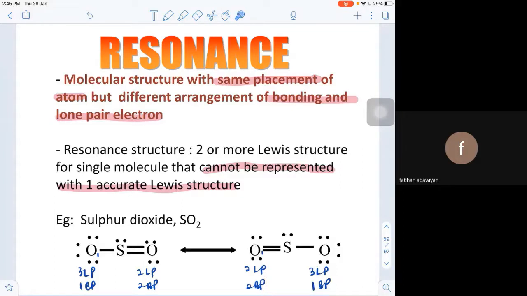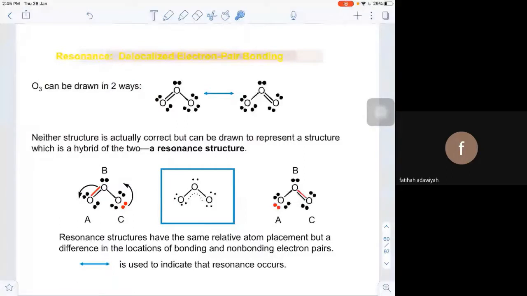Another example of a molecule that has resonance structures is ozone, O3. It can be drawn in two ways. If we number the oxygens 1, 2, and 3, the first possible structure has the double bond between oxygen 1 and the center oxygen, the central atom. The second possible structure has it between the central oxygen and oxygen 3.